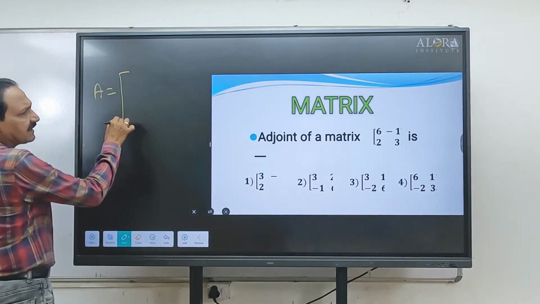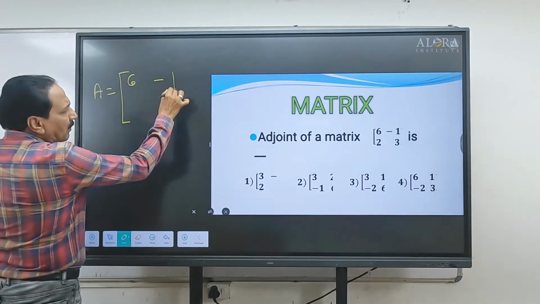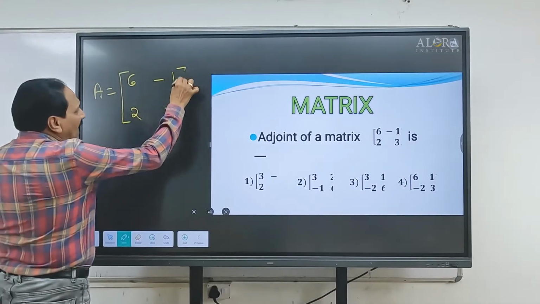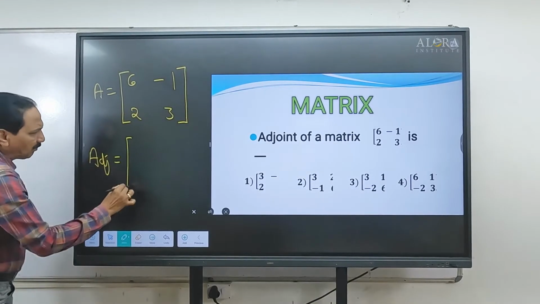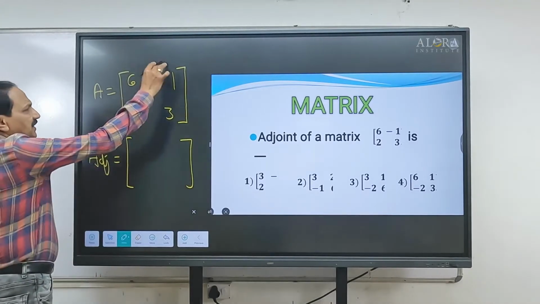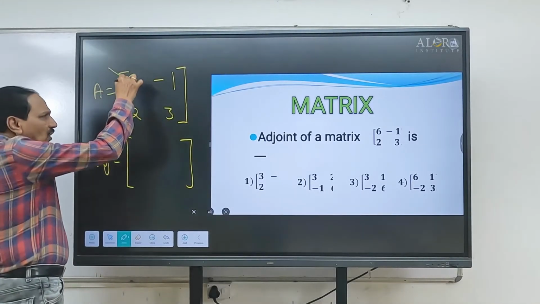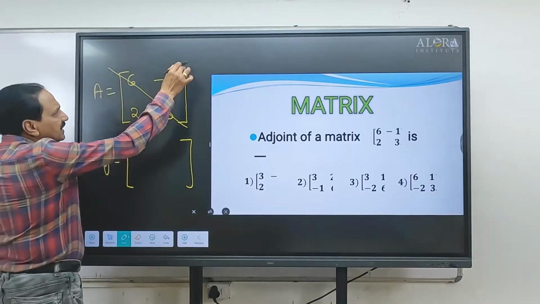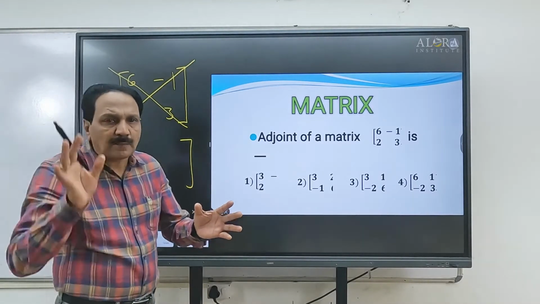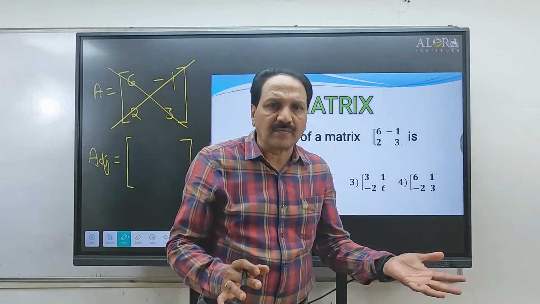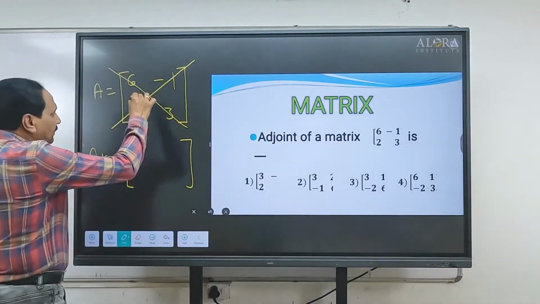This is the given matrix, A equal to 6, minus 1, 2 and 3. How will you directly write adjoint A? Look at the simple technique here. In this square matrix, this is called your principal diagonal. This is called the secondary diagonal. Just like in a transformer, primary and secondary winding. Correct? So this is your principal diagonal.